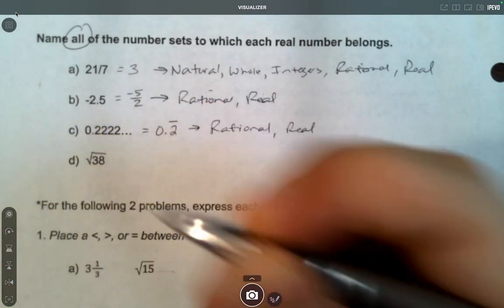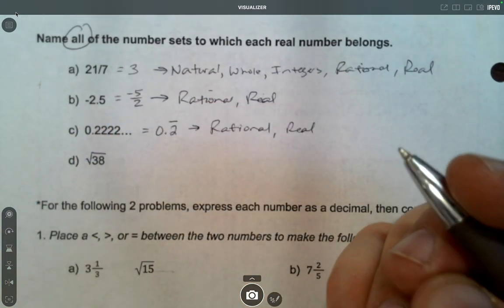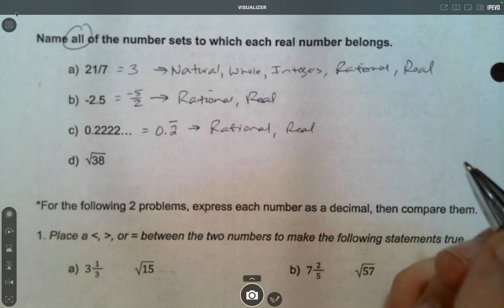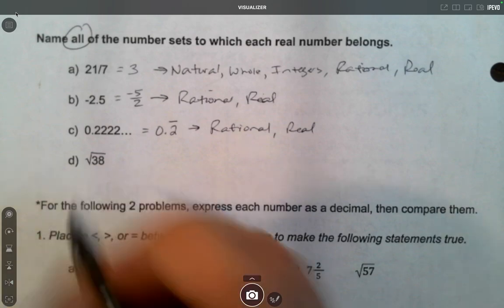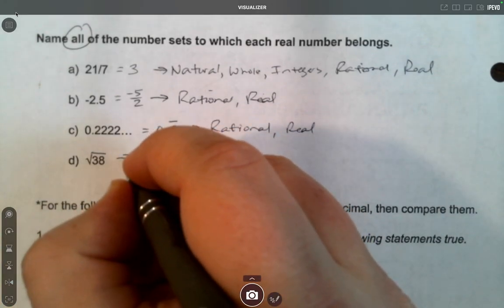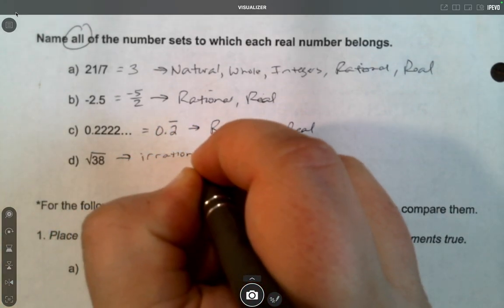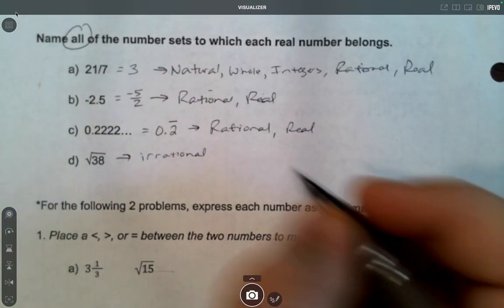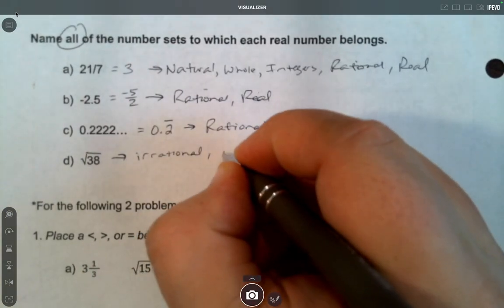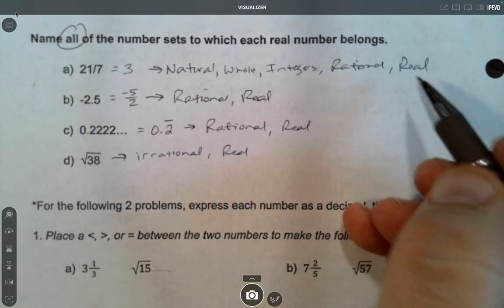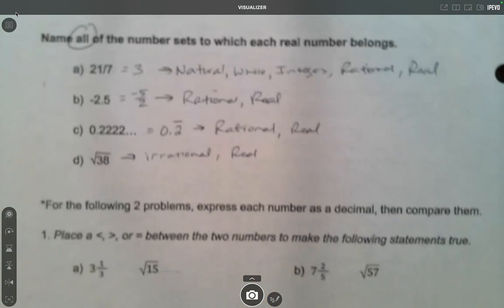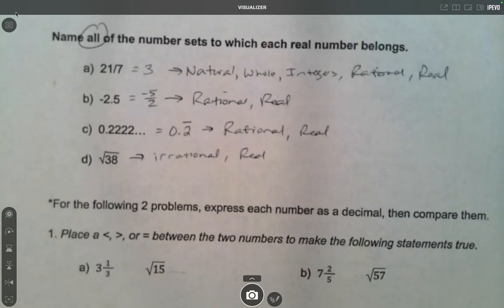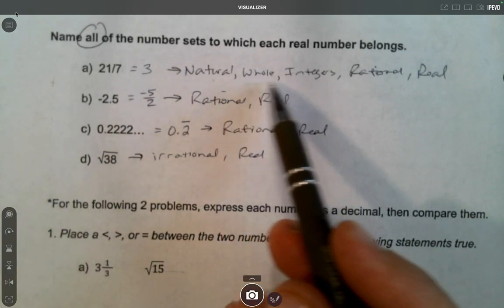Okay, this is the square root of 38. 38 is not a perfect square. The square root of 38 is not a whole number. That means we cannot write this as a fraction, and that means it's irrational. But rational and irrational numbers both fall under the real category. So all the numbers I provide for you are going to be real. But then it's just a question of, is it in the irrational or rational category? And if it's rational, does it fall in any of these as well?